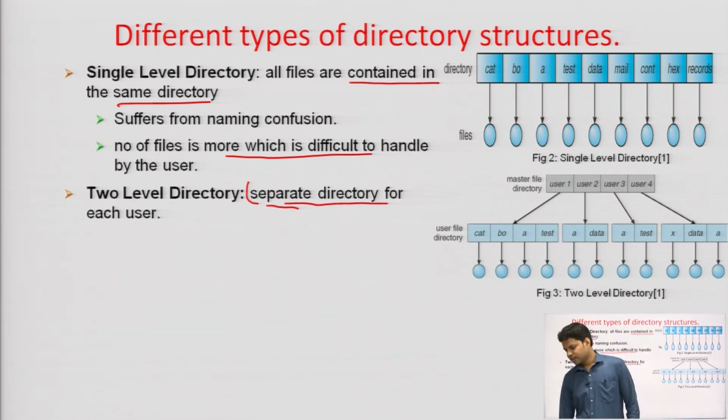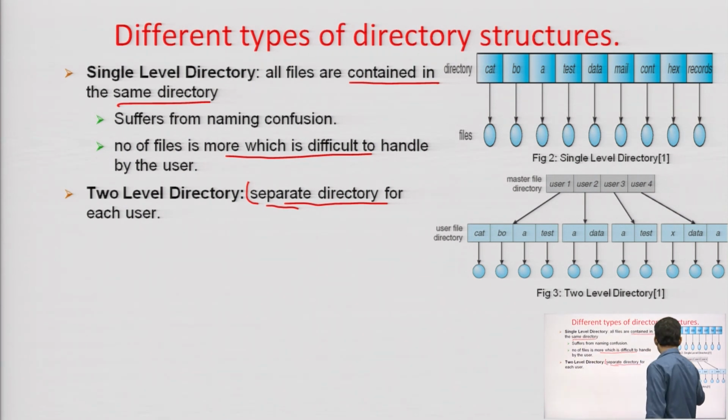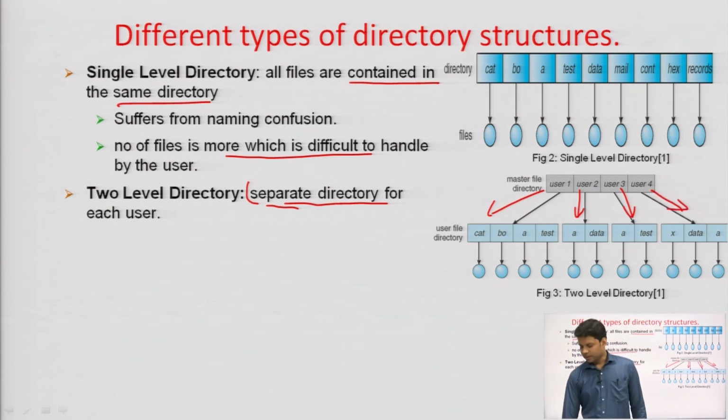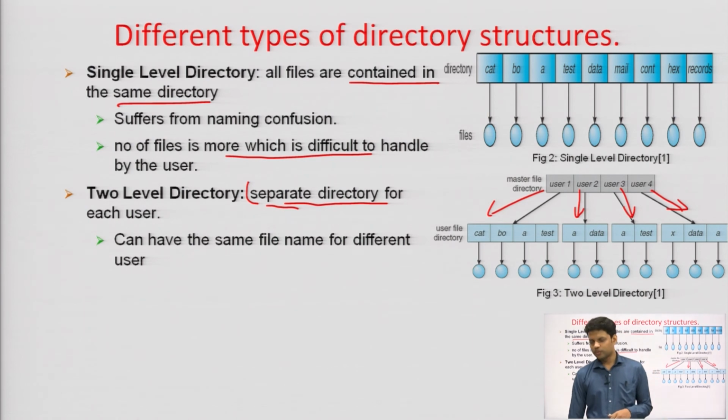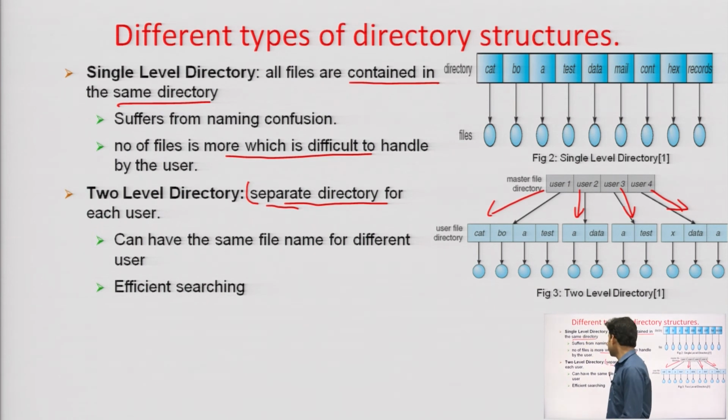So you can see this is your figure. User 1 has this directory, user 2 has this directory, user 3 has this directory, user 4 has this directory. Different users can have the same file name or different ones, so different users can keep the same named files in different directories. This also gives efficient searching, because it behaves like an index.